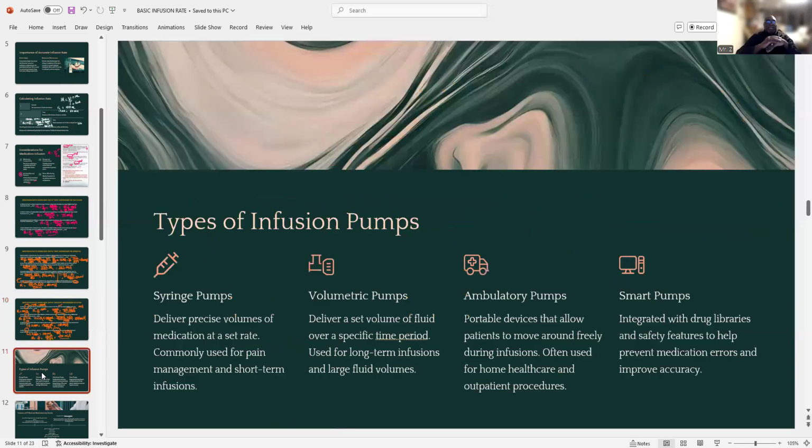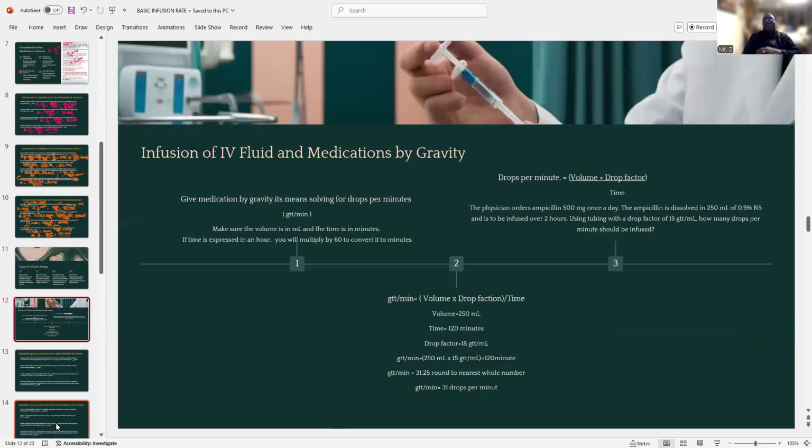All right. Types of infusion pumps. There are so many infusion pumps. Some people use a smart pump that a lot of companies are using today. Some have a pump you can move around as you're getting a medication. And some have a syringe pump, or a volumetric pump that can infuse a large quantity of medication. But dear friend, what happens if the machine is not working?